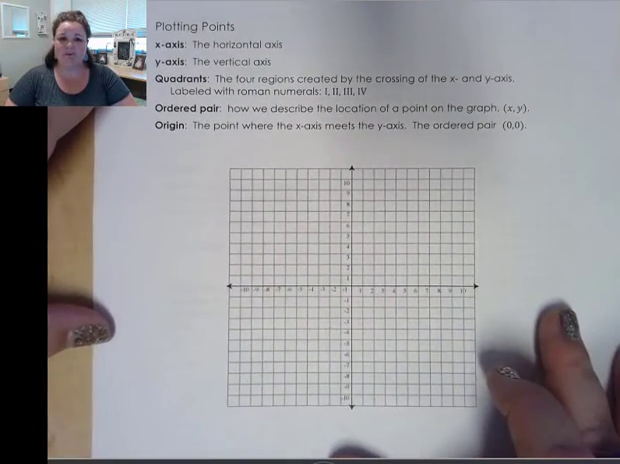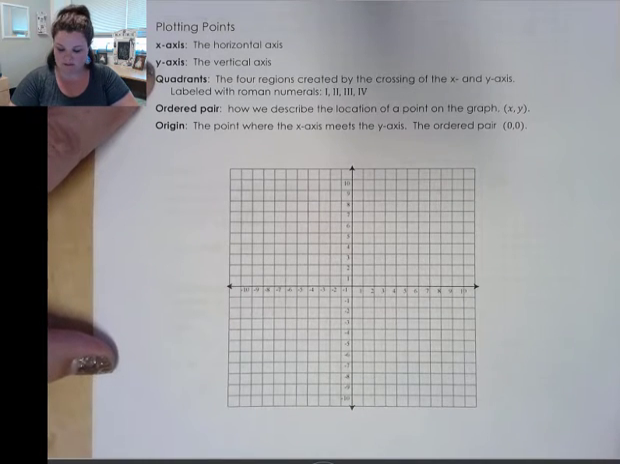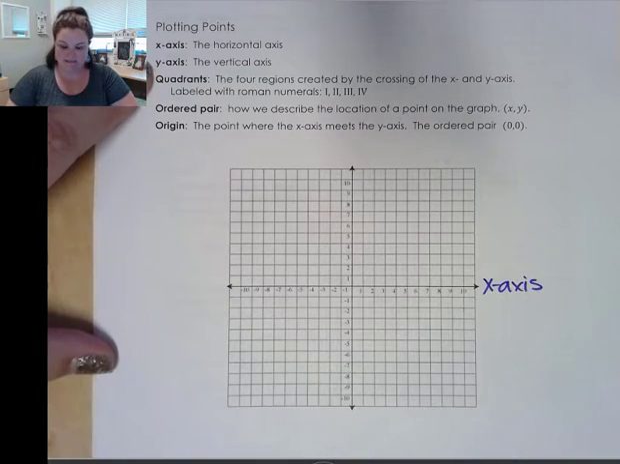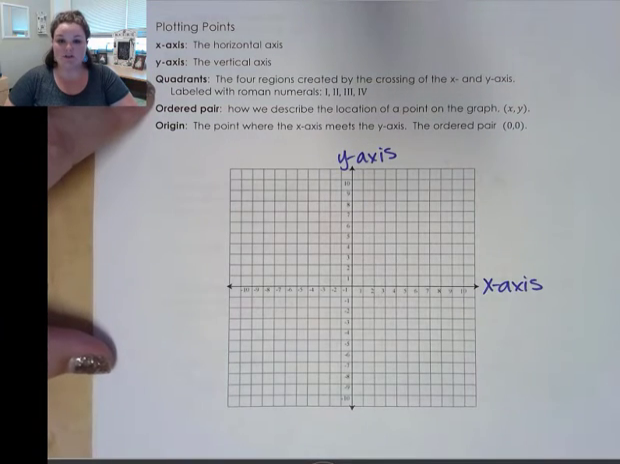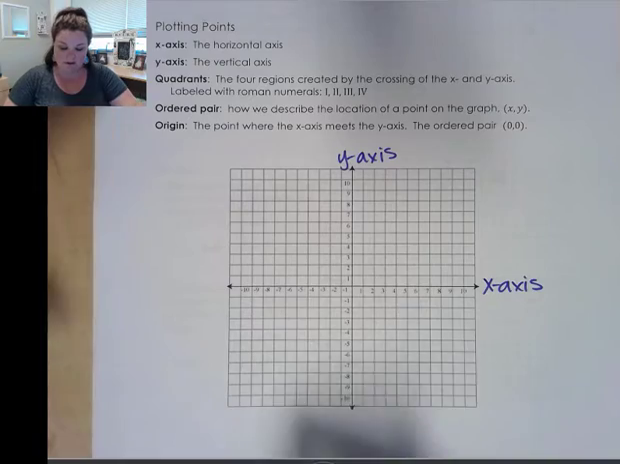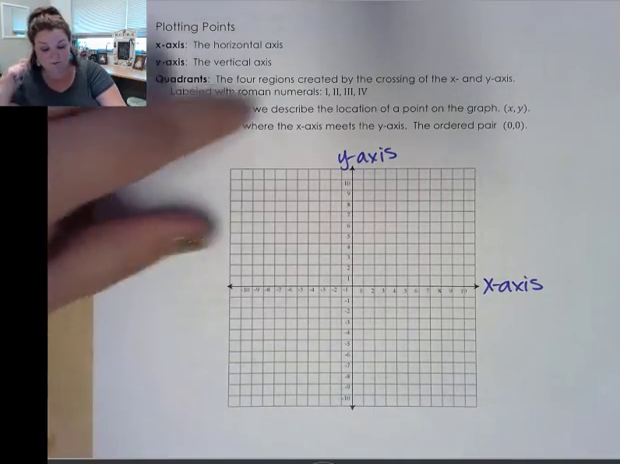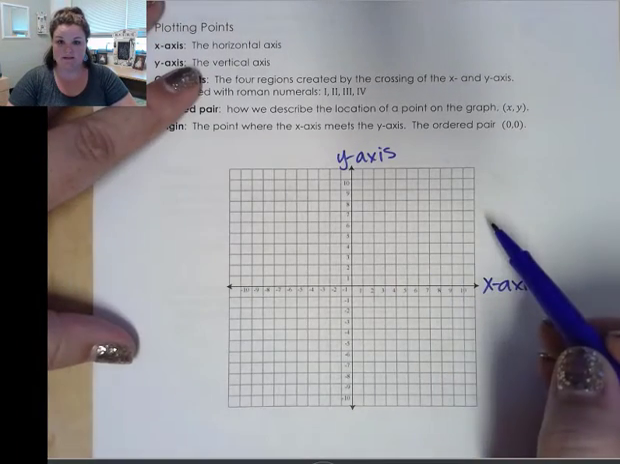The basics of plotting points is we need to know our x-axis. Obviously, our x-axis is our horizontal axis here, and our y-axis is our vertical axis. Okay, and then quadrants are the 4 areas of the graph that are created by the x and y axis crossing. Okay, and we label them with Roman numerals. Okay, we always start where x and y are both positive.